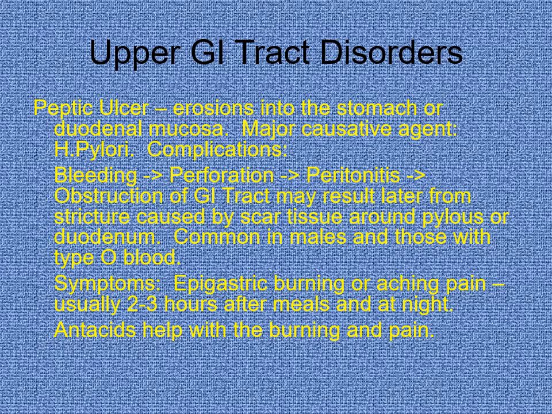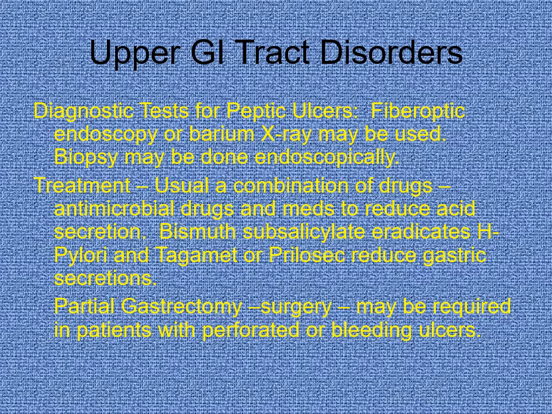Symptoms: epigastric burning or aching pain, usually 2 to 3 hours after meals and at night. Antacids can help with the burning and the pain. Diagnostic tests for peptic ulcers: fiber optic endoscopy or barium X-ray may be used. Biopsy may be done endoscopically. Treatment is usually a combination of drugs, antimicrobial drugs and meds to reduce acid secretion. Bismuth subsalicylate eradicates H. pylori, and Tagamet and Prilosec reduce gastric secretions. Partial gastrectomy is surgery that may be required in patients with perforated or bleeding ulcers.